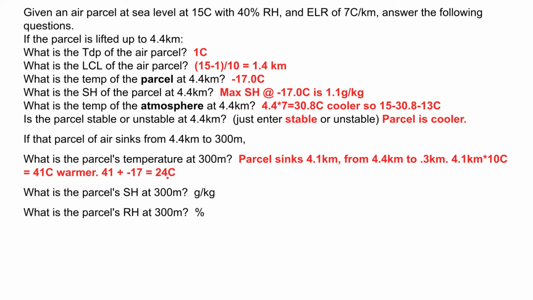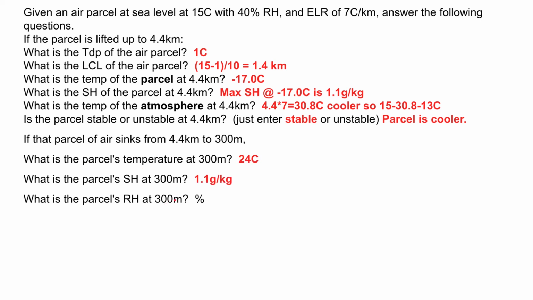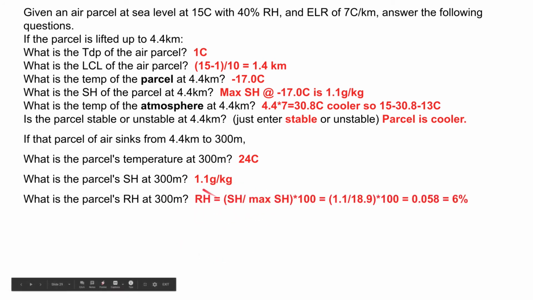Once we know the parcel's temperature, we can figure out what the relative humidity is, because the specific humidity is unchanged. Once the parcel cooled down to negative 17, everything in excess of 1.1 grams of water vapor condensed out. So that's all that's left. As the parcel sinks, it's going to warm up, but it's not going to get more water vapor. It's just going to keep whatever the lowest value of specific humidity is. As the parcel warms, the maximum is going to increase, but it's not going to pick up more water vapor if there isn't water vapor to pick up. So now we know what the parcel's specific humidity still is.